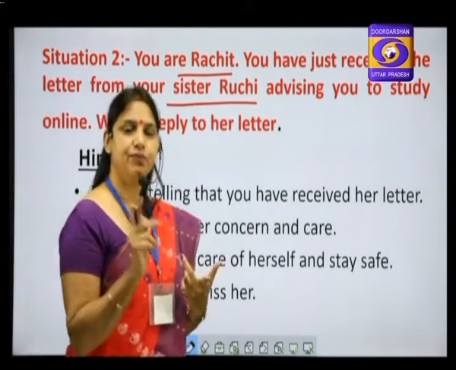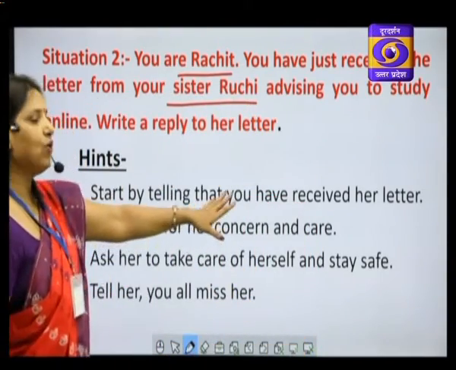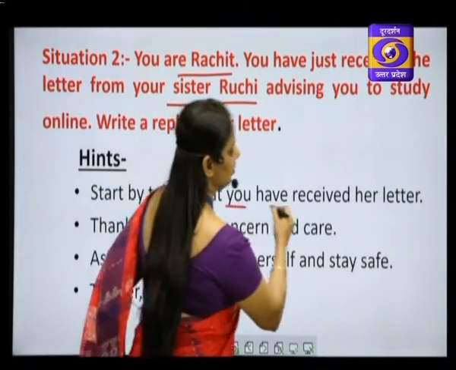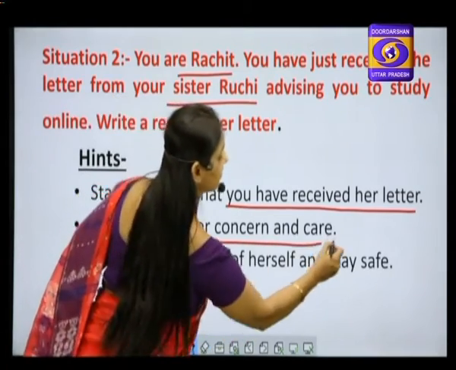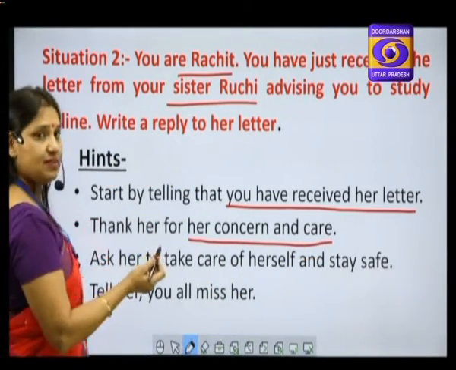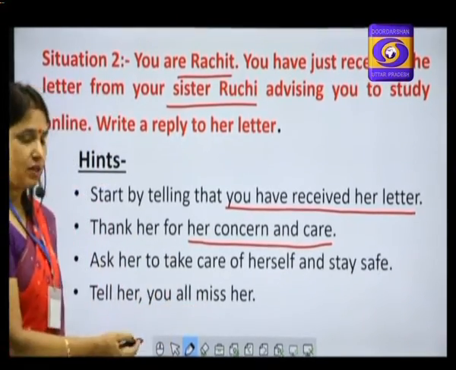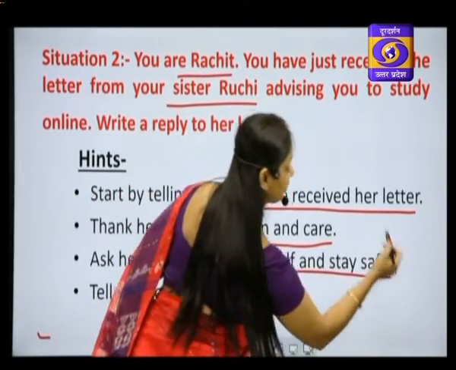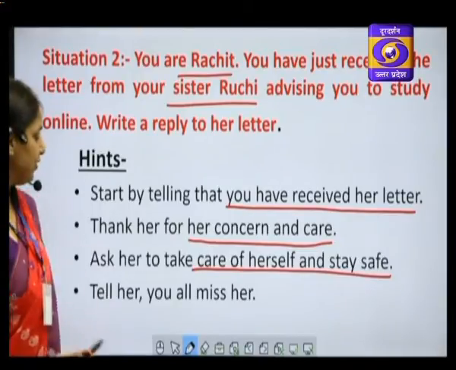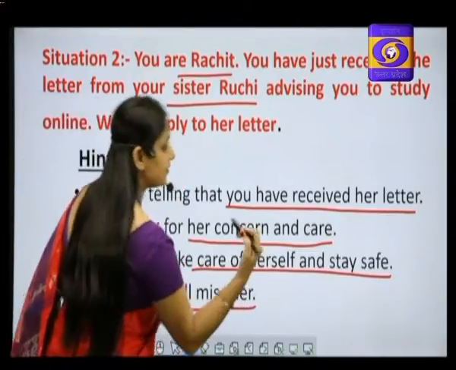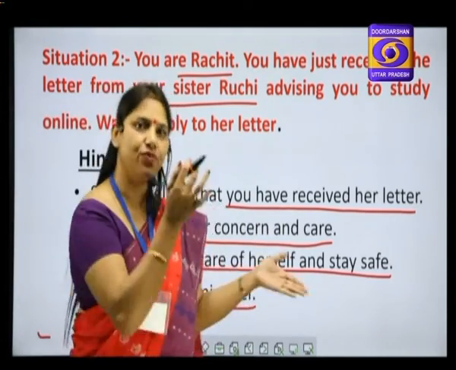It should be an informal letter because you are writing to your sister, and the hints are: start by telling that you have received her letter. First thing, you have received her letter, and then you have to thank her for her concern and care. She is concerned and she cares for you. This is to be mentioned by you. Then ask her to take care of herself and stay safe because she is staying away from home. Tell her you all miss her. You all means you and other family members miss her. This is showing affection and concern. This goes with informal letters. Okay?